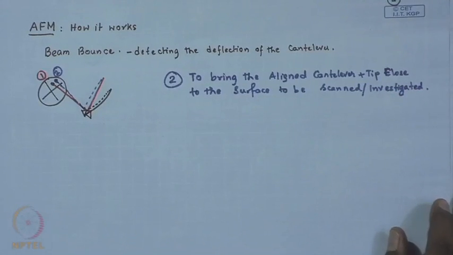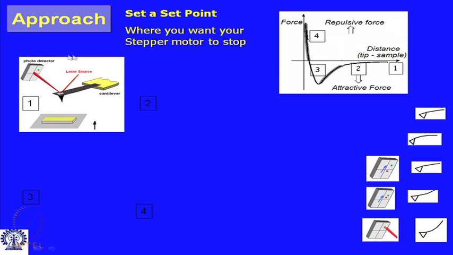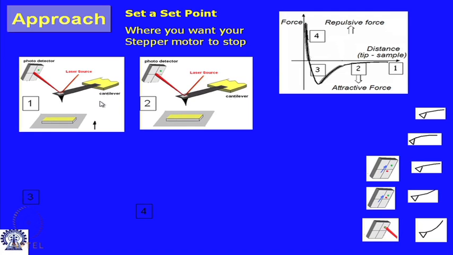This is how it looks right at this moment. This is an aligned AFM, and the sample surface is far away. The stepper motor takes care of this and gives a vertical movement. You either bring the sample close to the tip, or you bring that whole assembly close to the sample. It works either way, it is the same.